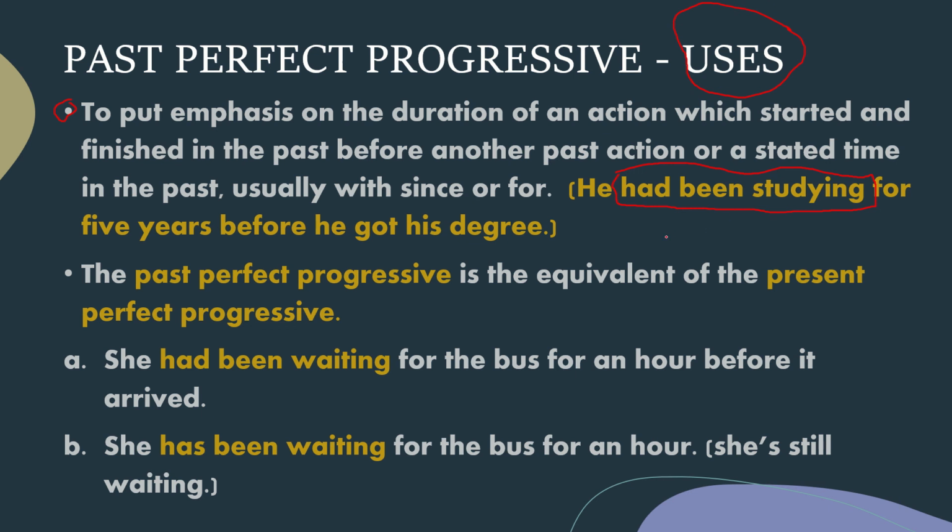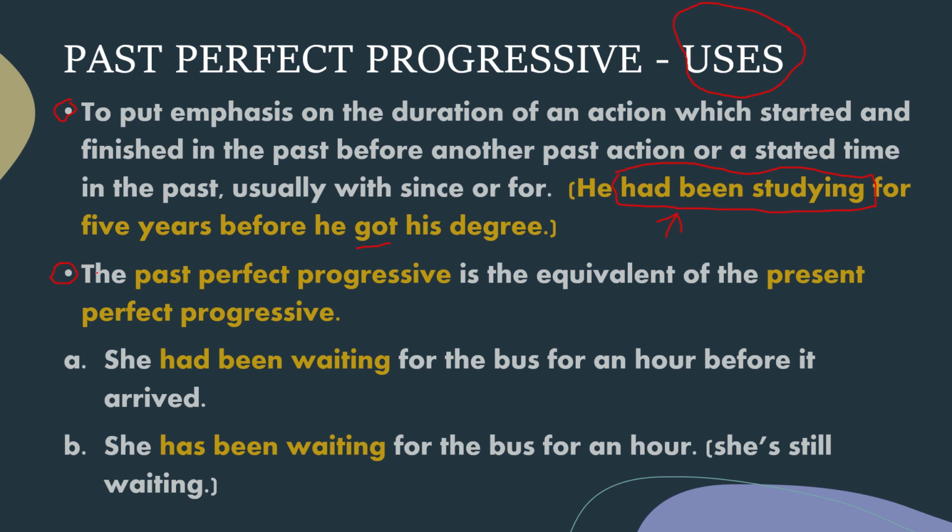So here we use the past perfect progressive to put emphasis on an action which started and finished in the past before another past action, which was this action here: he got his degree. Whenever you want to put emphasis on a past action, you use the past perfect progressive.